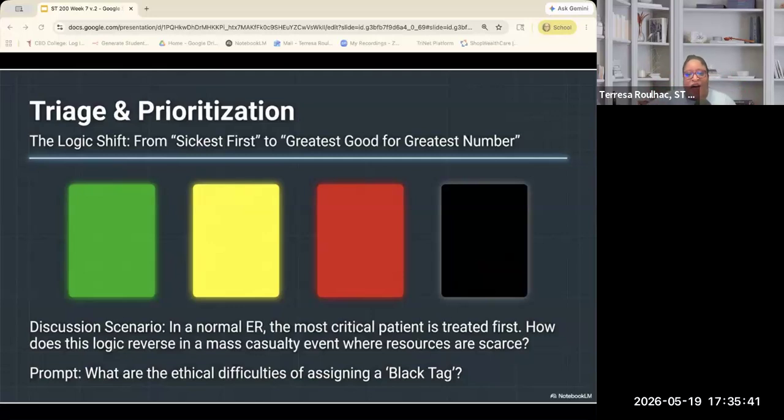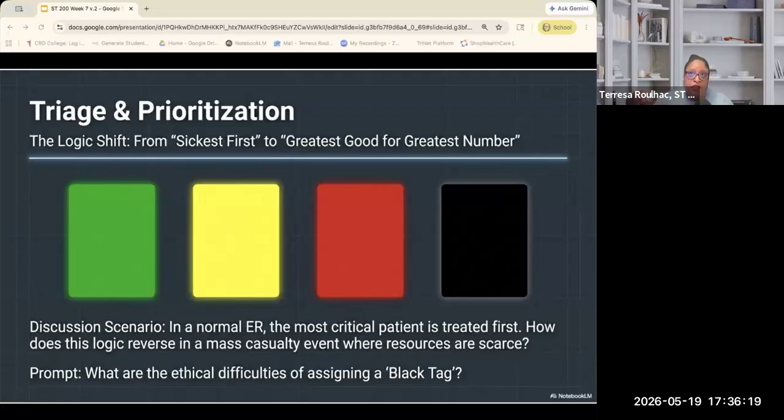Okay, now the colors: green, yellow, red, and black. Okay, so we have the tags. We have our priority levels. We have our emergency classifications. Okay, this is triage. So we get to the logic shift from sickest first to greatest good for greatest number.